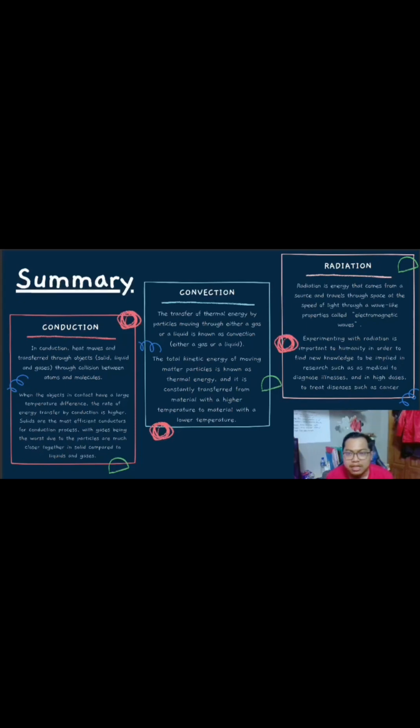And lastly, radiation is energy that comes from a source and travels through space at the speed of light through wave-like properties that we call electromagnetic waves. Experimenting with radiation is important to humanity in order to find new knowledge to be applied in research, such as in medical research to diagnose illness, and in high doses to treat diseases such as cancer. That's all from me to summarize our group project experiment. Thank you.